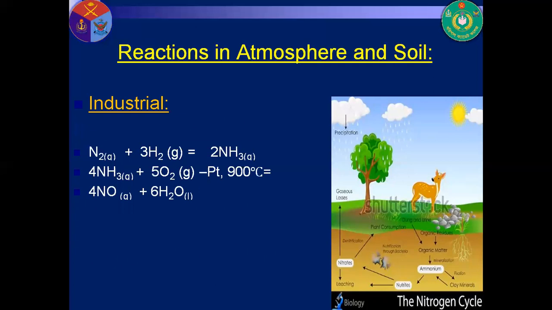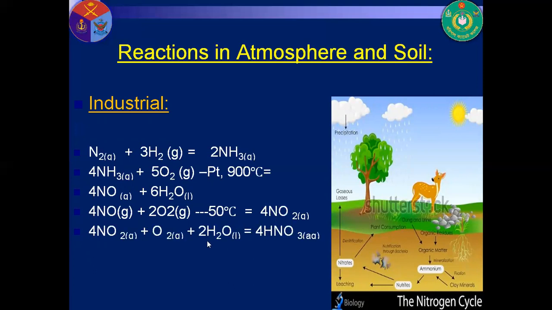This nitrogen monoxide gradually converts to nitrate salt. In this way, it reacts with oxygen to form nitrogen dioxide, reacts with oxygen and water to form nitric acid, then finally reacts with a salt to form nitrate salt, which can be absorbed by the root of the plant. So this is how nitrogen is fixed industrially.